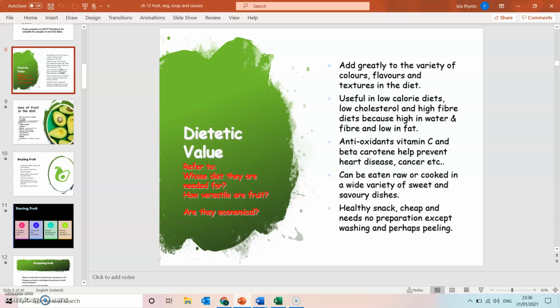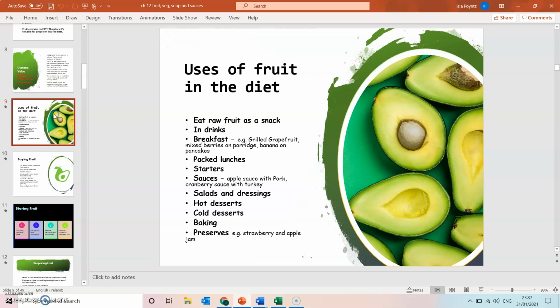Can be eaten raw or cooked in a wide variety of dishes, sweet and savoury. That's versatility again. And then they're a healthy snack and they're cheap. There's no preparation. That's economical. Okay, so all of those points are very important. Now, looking at the uses. So if we're to look at the uses include a category and then an example.